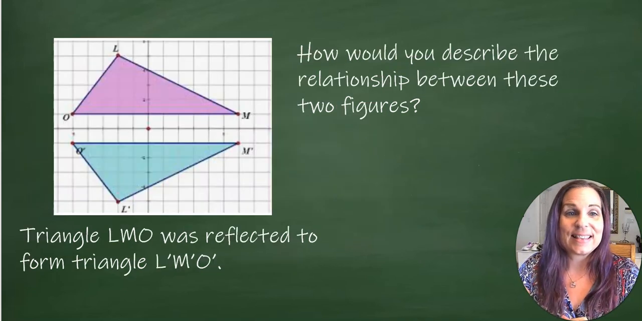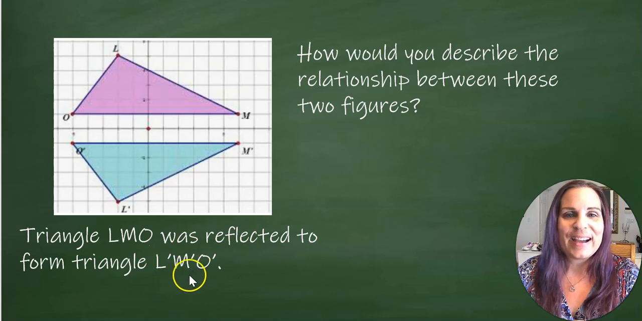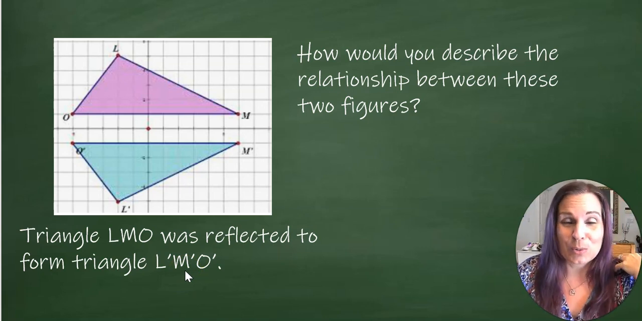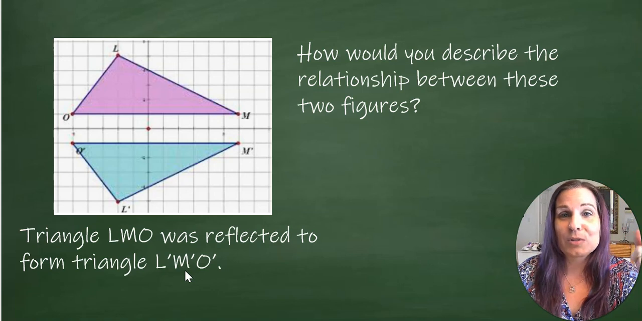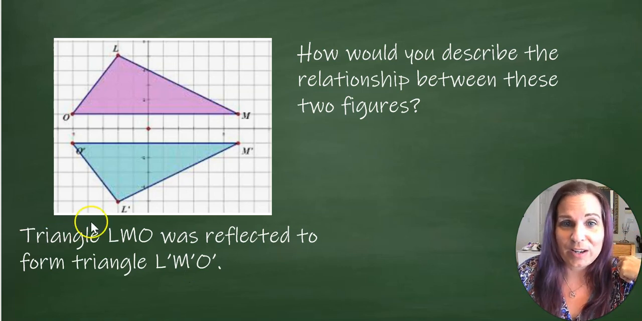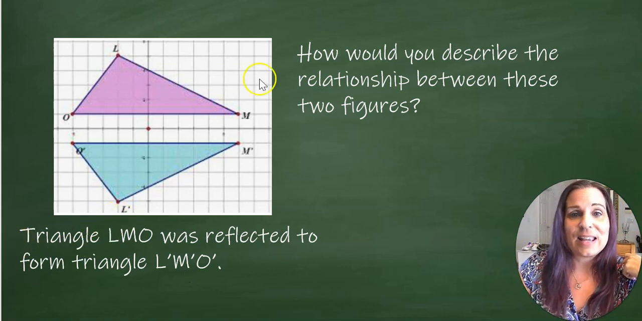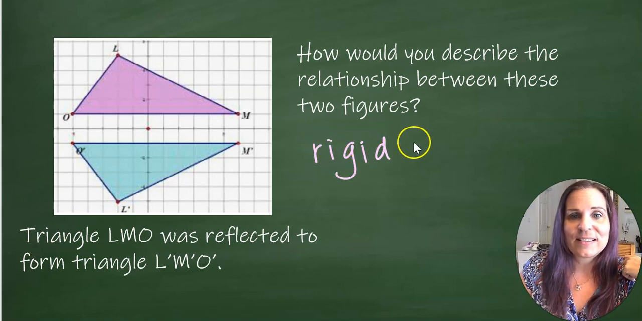All right, and then triangle LMO was reflected to form triangle L prime M prime O prime. How would you describe the relationship between these two figures? This is very similar to the first question that we looked at. If one triangle was reflected to form the other triangle, that is a rigid transformation.